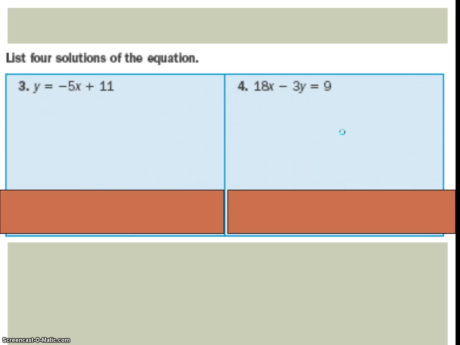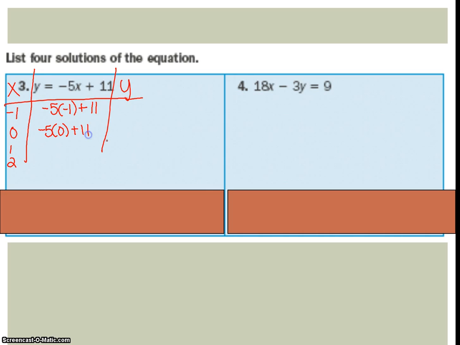Number 3 and 4, you're going to list 4 solutions of the equation. Remember, you're going to make the 3-column chart. So here's my x, here's my y. Your x is going to be negative 1, 0, 1, and 2. And now you're going to plug that in to this equation. And you can kind of just leave the y up there. Negative 5 times negative 1 plus 11, get an answer. Negative 5 times 0 plus 11, get an answer. Negative 5 times 1, so I'm just substituting this in where the x was, plus 11. You can see I kind of stay in the same column right underneath of each other so I can line it up very nicely.